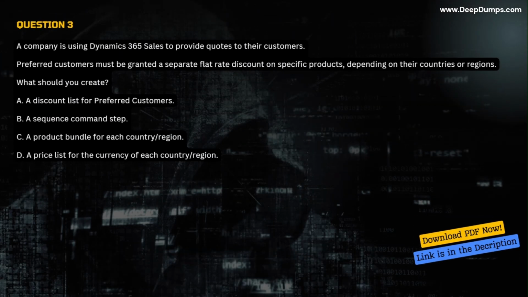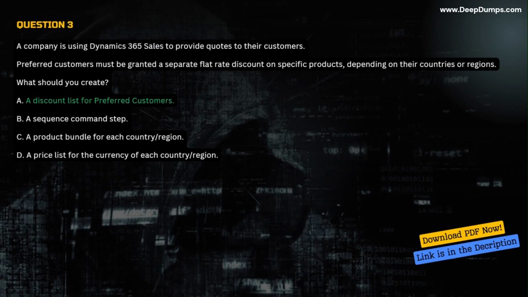Question 3. A company is using Dynamics 365 Sales to provide quotes to their customers. Preferred customers must be granted a separate flat rate discount on specific products, depending on their countries or regions. What should you create? A. A discount list for preferred customers. B. A sequence command step. C. A product bundle for each country/region. D. A price list for the currency of each country/region.